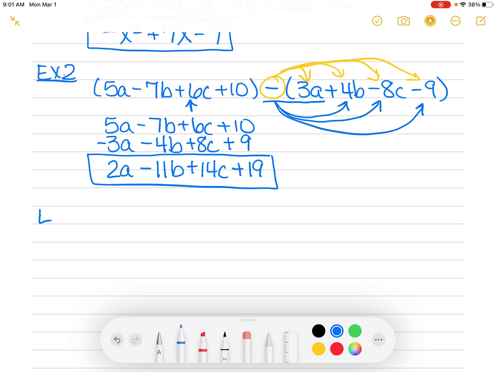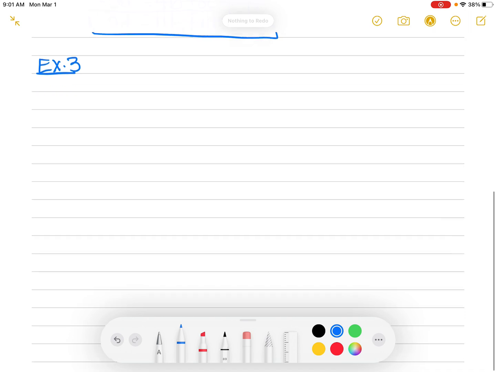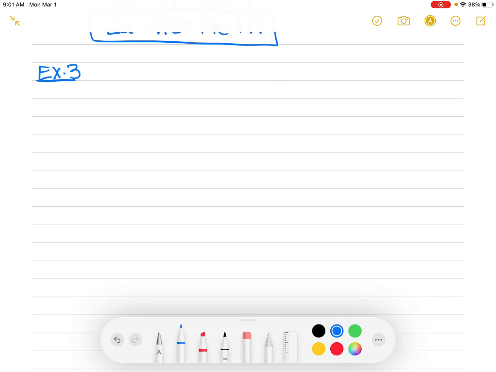Pretty simple, I think. Okay, example 3. The only thing that kids get messed up on with subtracting polynomials is not distributing the minus sign out to everything below it. Sometimes they just do the first one. They just do like the 3a and forget about the rest. Other times they'll do like the first 2 and then they get distracted and forget to do the rest of them. So remember to do all the way through.